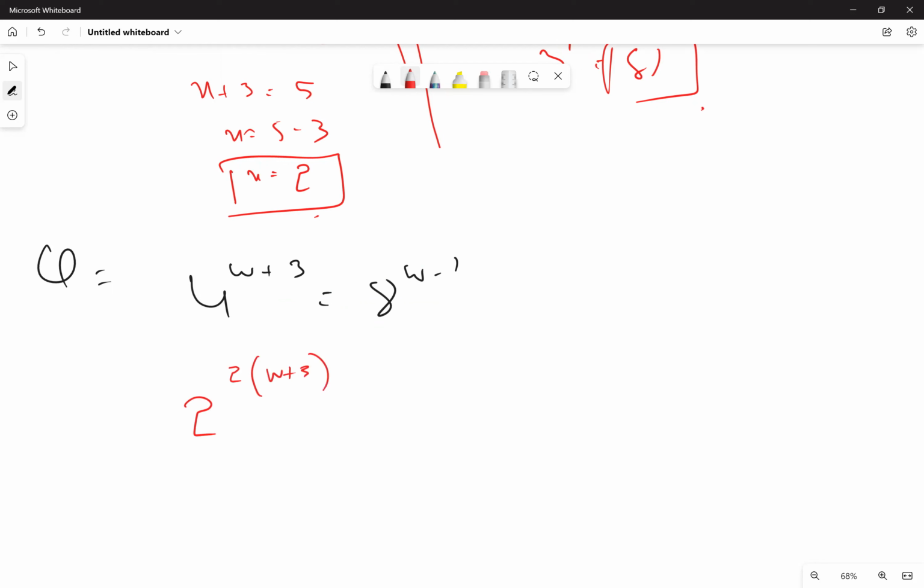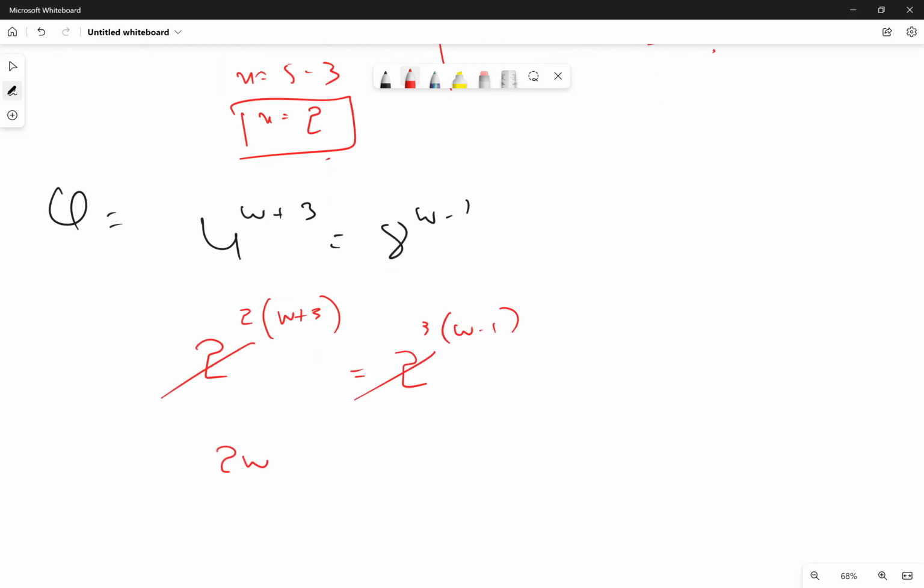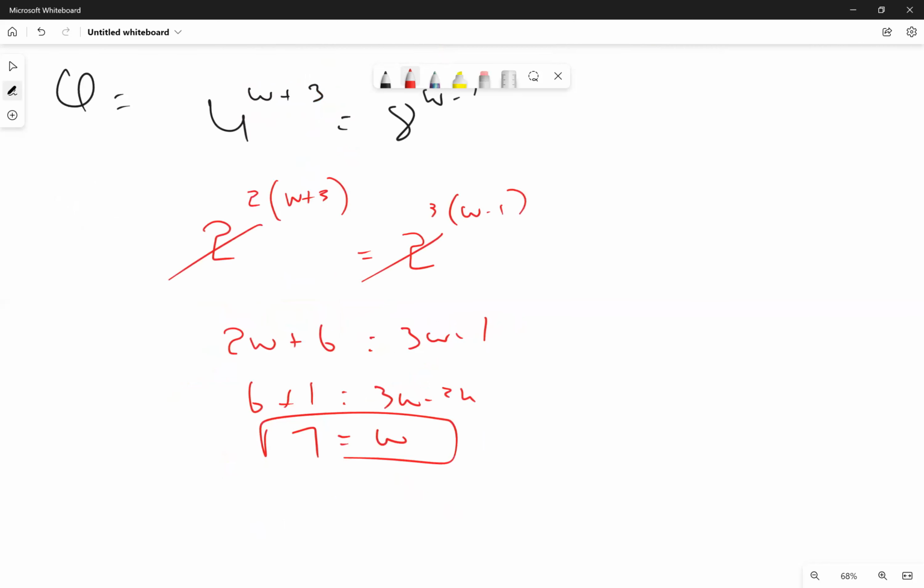Similarly, on the right hand side, 2 cube is 8, so we're going to write 2 cube instead of 8, and then w minus 1 as it is. Eliminating the base now, all right? So 2w plus 6 is equal to 3w minus 3. Let's bring the w's together and the others together. 6 plus 3 is 3w minus 2w. 9 is equal to w. So w की value is 9. All right? So ये हमारा solve हो गया एक और question.